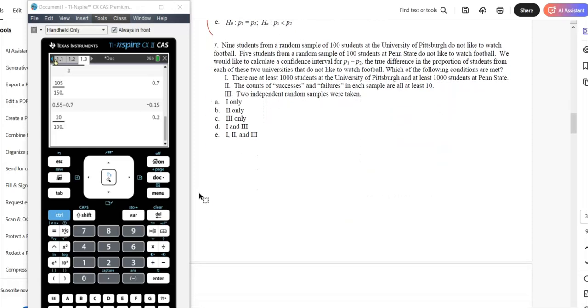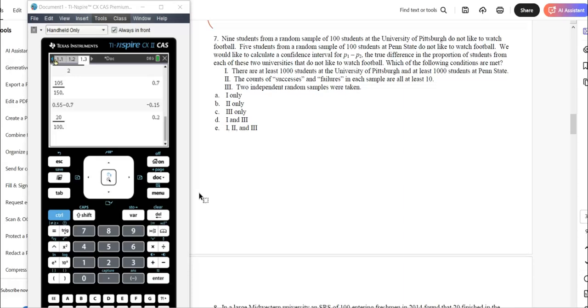9 students from a random sample of 100 students at the University of Pittsburgh do not like to watch football. 5 students from a random sample of 100 students at Penn State do not like to watch football. If you go to Penn State, I think you have to like football. I don't know what's happening here. We would like to calculate a confidence interval for P1 minus P2, the true difference in the proportion of students from each of these 2 universities that do not like to watch football. Which of the following conditions are met?